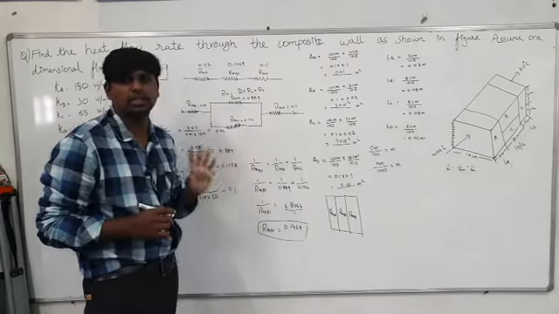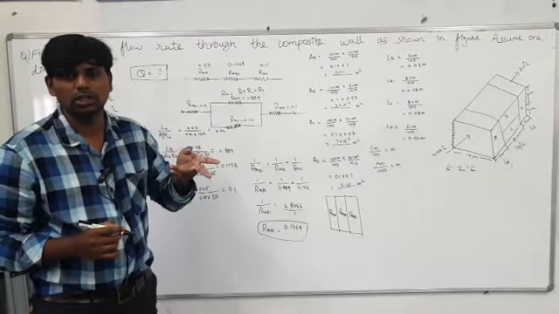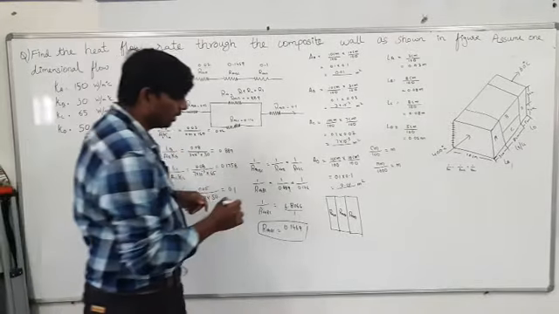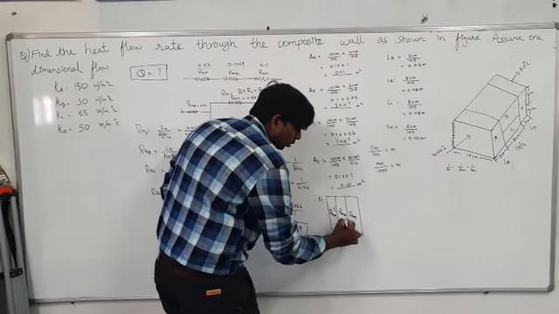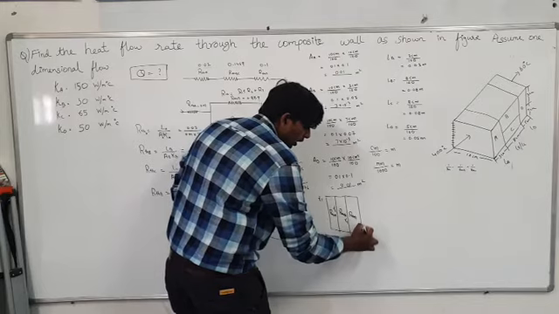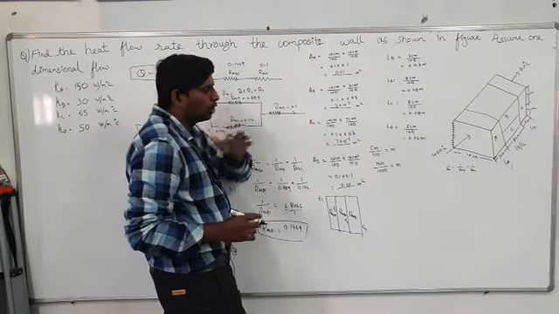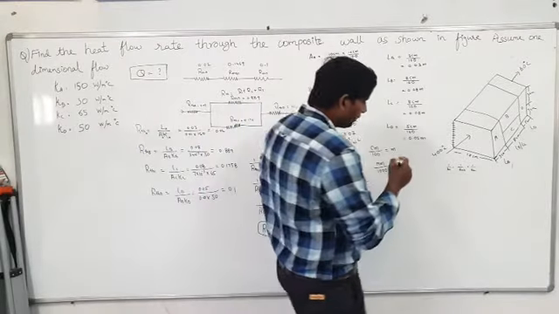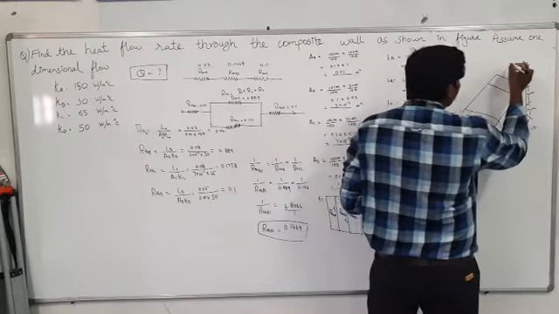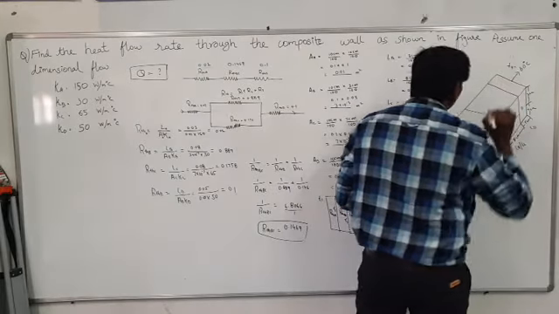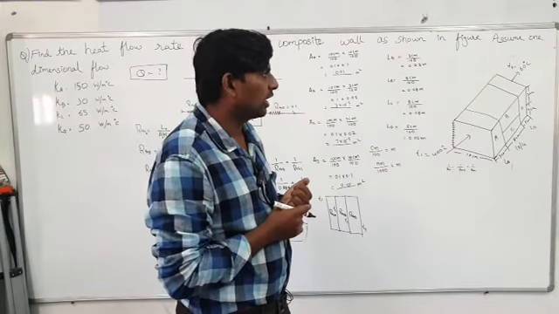Now you can assign the temperature. This parallel connection you converted into series. Now you can take this one as T1, this one as T2, this one as T3, and this one as T4. How many temperatures are there? Four. The first temperature you can take as T1, and the last temperature you can take as T4.